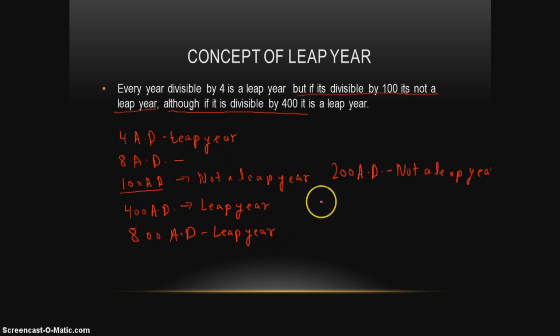On the other hand, say 900 AD is not a leap year because 900 is not divisible by 4. So 900 AD is not a leap year. Let me write R here. So this is how it goes.